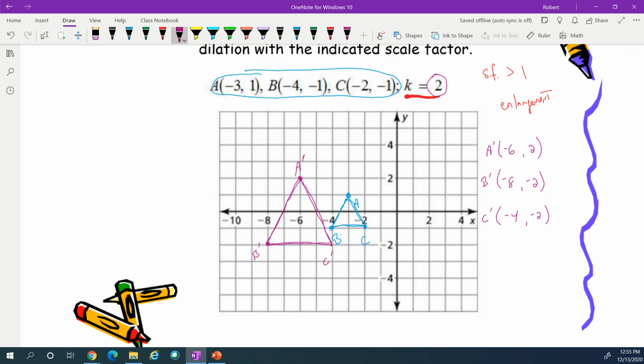But it's also farther away from the origin. Our old triangle, even if you look at point A, it's 3 to the left, 1 up. Now it's 6 to the left, 2 up. Twice as far in both X and Y directions. So we enlarged the image, treating the origin as the center of the image. That's what's happening here.